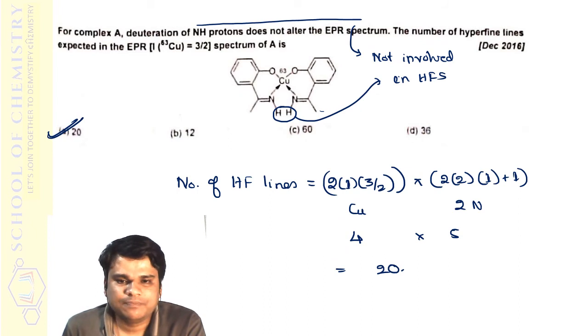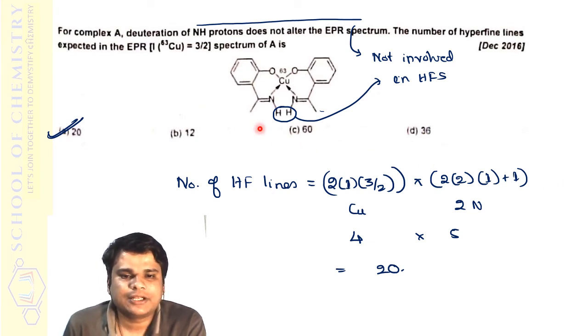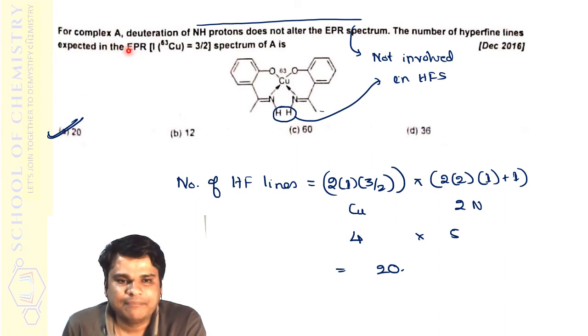The next question is a very simple one. We have discussed this in detail in the complex EPR spectrum. It has been discussed, so it should be easy. Nothing much difficult here. They say that a complex A on deuteration of NH protons does not alter the EPR spectrum, right?